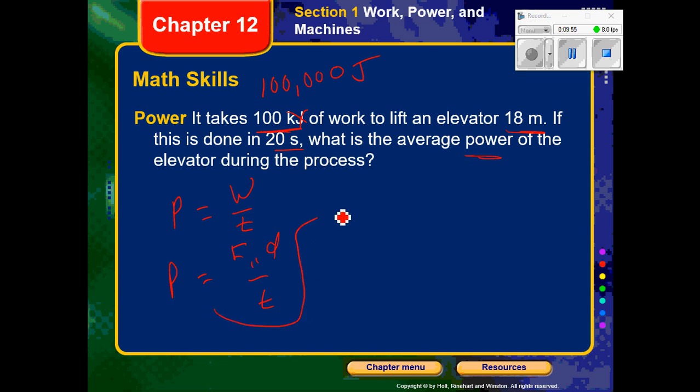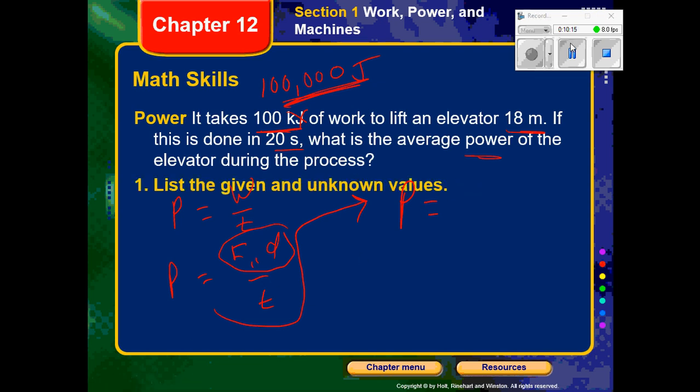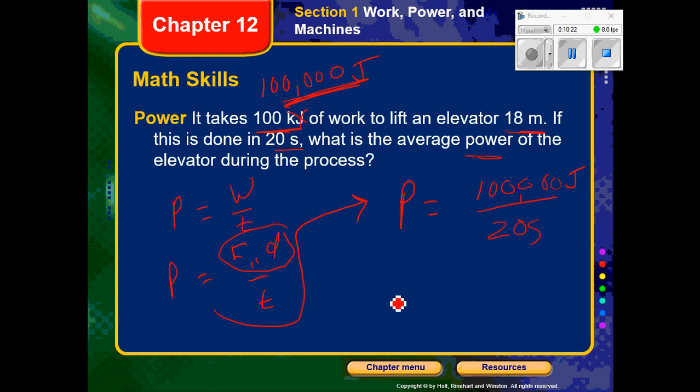Okay. So power is then the force, oh, I guess the force and distance here is already done for us because this is the work. So that's 100,000 divided by 20 seconds. Okay, Preston, do you got that in your calculator? 100,000 divided by 20? Yeah, so it's 5,000 watts.